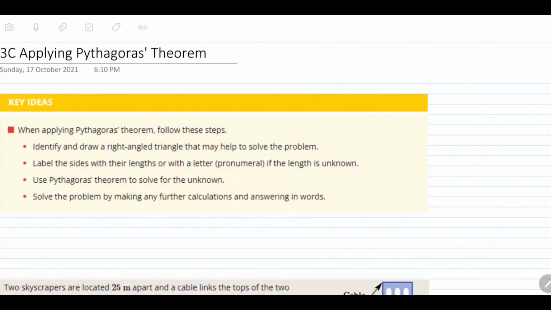In this video we'll be looking at 3C, applying Pythagoras' theorem. So the key idea is that when we apply Pythagoras' theorem, we follow the following steps.